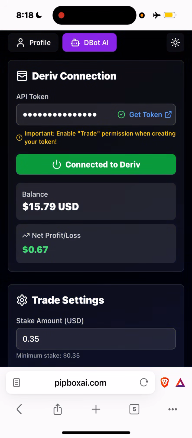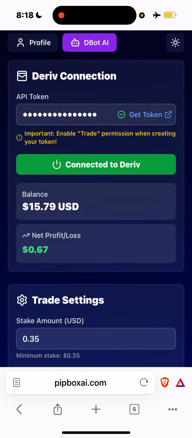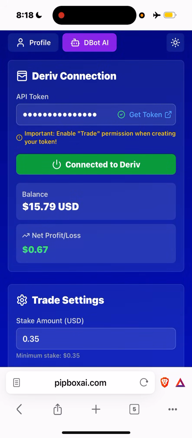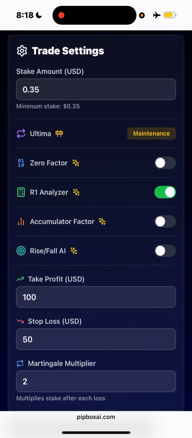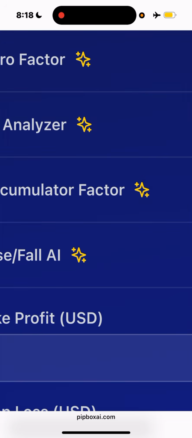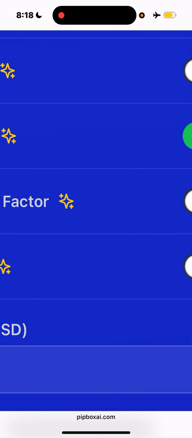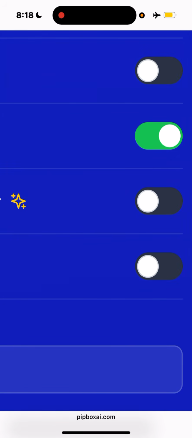So today I have a 15 USD account that I would like to flip, and today I want to try out the accumulator factor that you guys have been requesting me to use a couple of times. If you don't know what the accumulator factor is, it is the AI or auto trading system offered by Pipbox AI, and it trades on the accumulators.